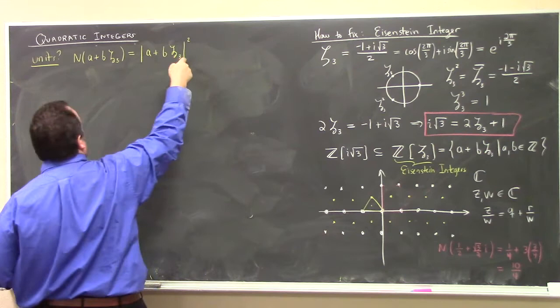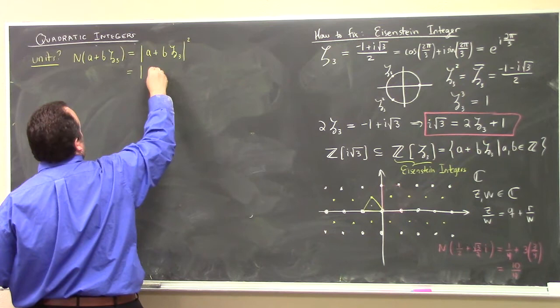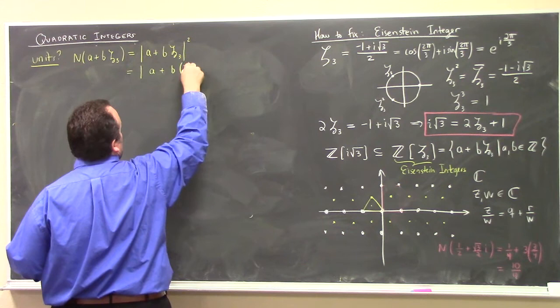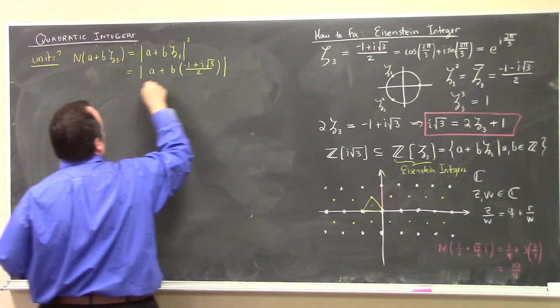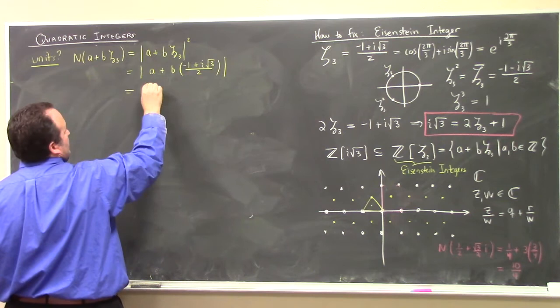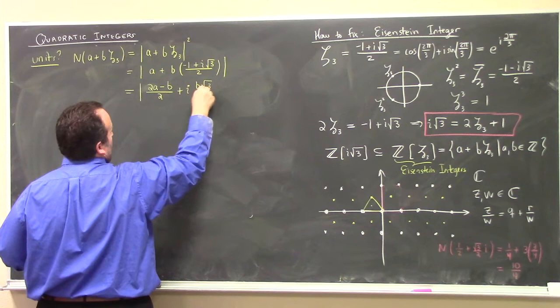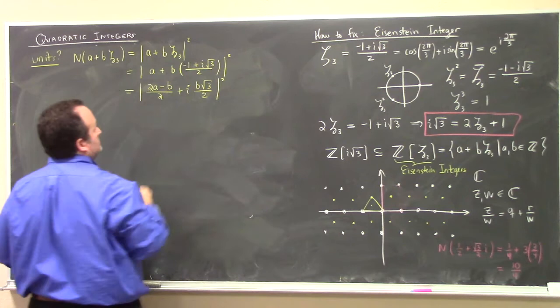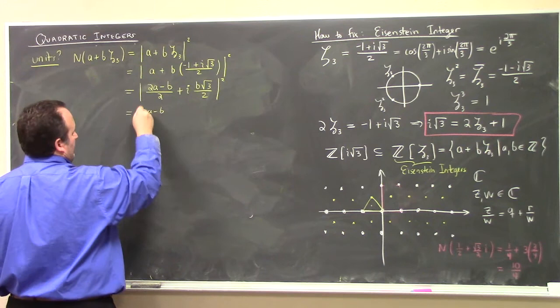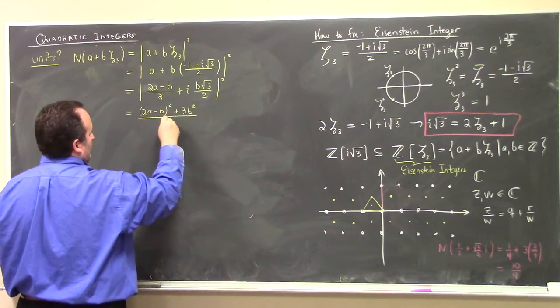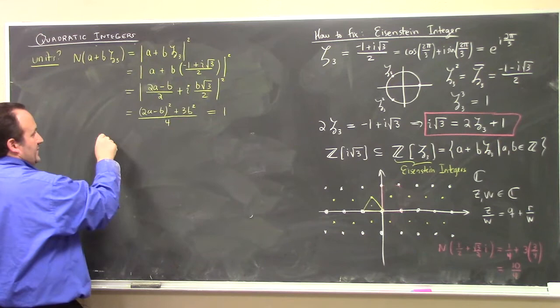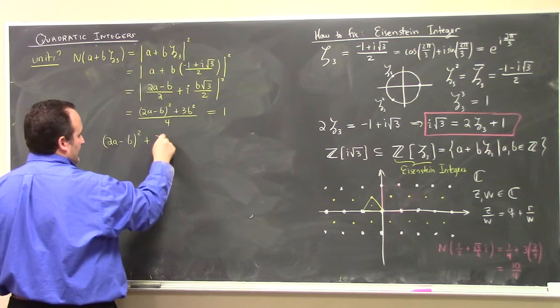See, that's the norm of a plus b times what? Times minus 1, right, plus i root 3 over 2. So that is, let's see here, I guess I could say it's 2a minus b over 2, right, plus i times b root 3 over 2. And that is 2a minus b squared over 4 plus 3b squared over 4, right? And we're looking for that equal to 1. So what we have then is 2a minus b quantity squared plus 3b squared equal to 4.